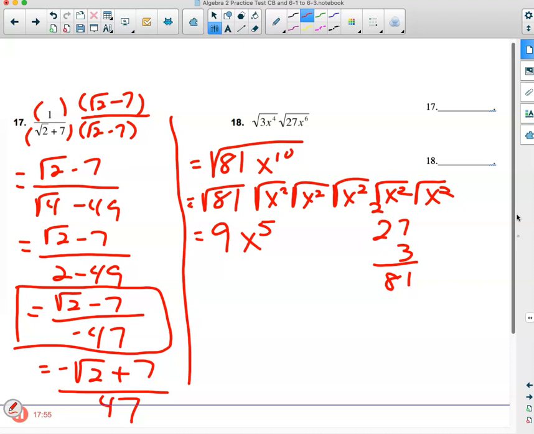This one I couldn't help myself. I was thinking all the way through, this would be an absolute value bar problem, but they said assume all the variables are positive for this part of the test, so I don't have to put those on there. 9x to the 5th. Done.